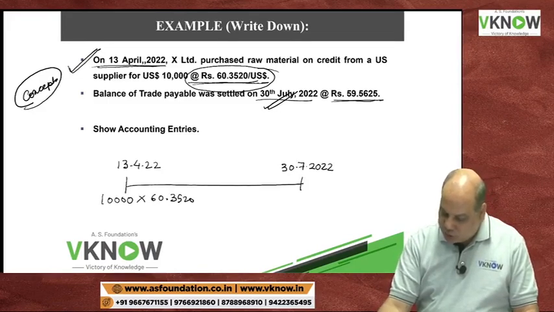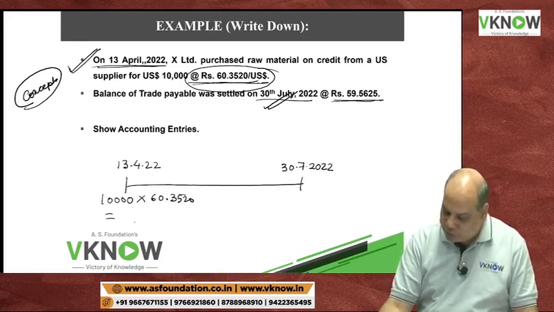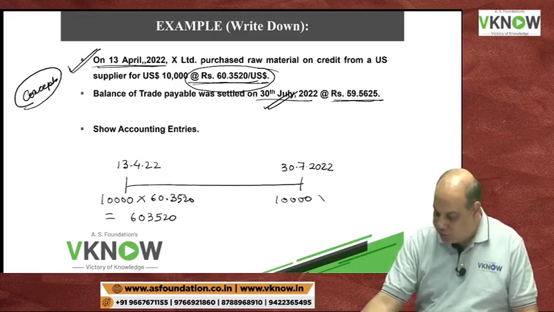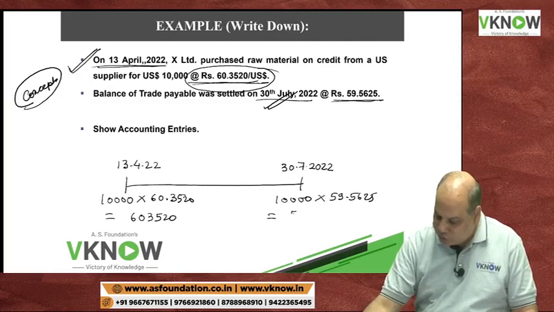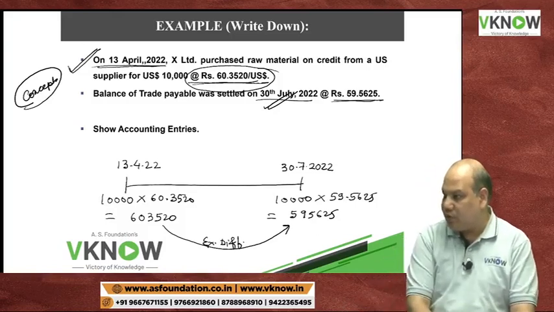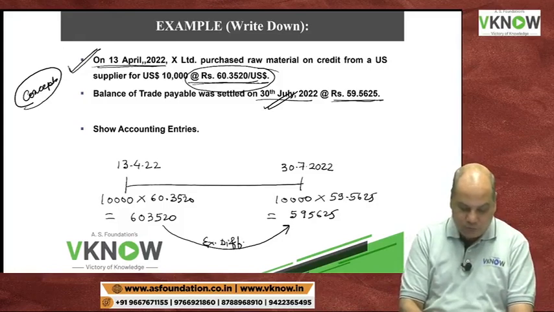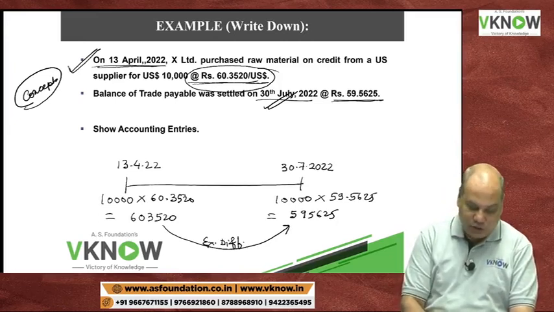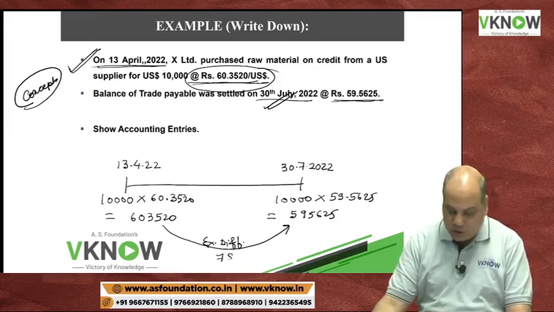So on this date, you are going to record at 10,000 into 60.3520, that will be 603,520. And when you actually make the payment, you will make the payment at the rate of 59.5625, which will come to 595,625. So there is an exchange difference. How much is the exchange difference? So the difference is 7,895.